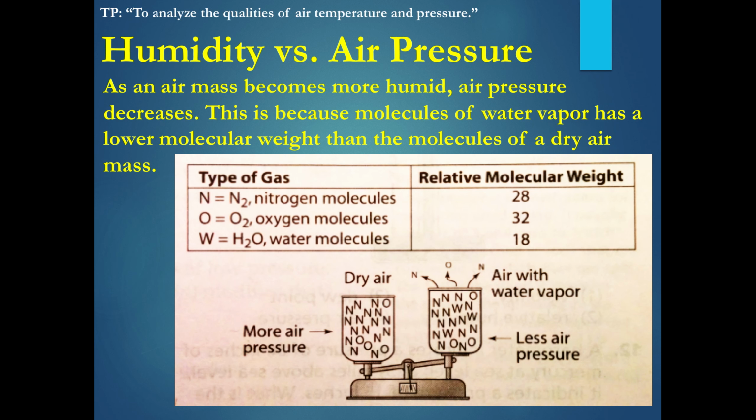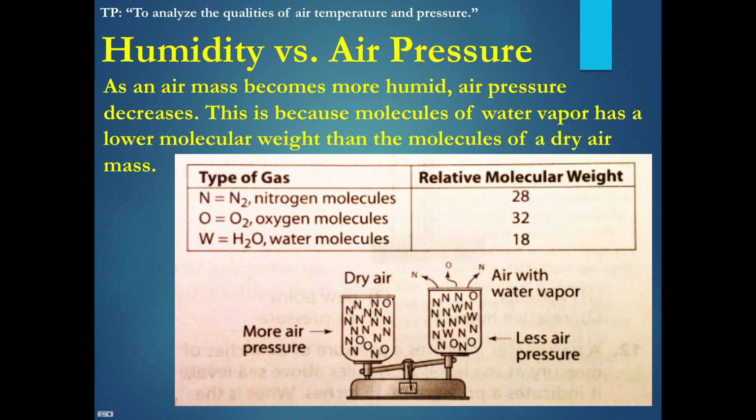Second relationship is humidity. All right, so humidity is the amount of moisture in the air. As an air mass becomes more humid, air pressure decreases. This is because molecules of water vapor have a lower molecular weight than the molecules of a dry air mass.